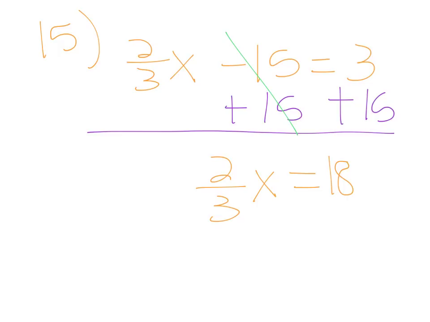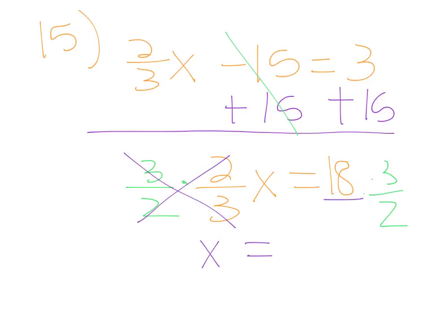Okay, now I'm going to multiply both sides by the reciprocal, 3 over 2. On the left side, the 3's cancel, the 2's cancel, and I'm left with x equals, on the right side, I put 18 over 1. 2 goes into 18 9 times, and 9 times 3 is, whoops, 27. Not sure what I was doing. 27. Get my pen back.